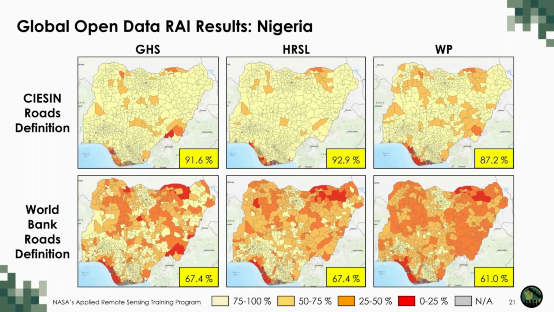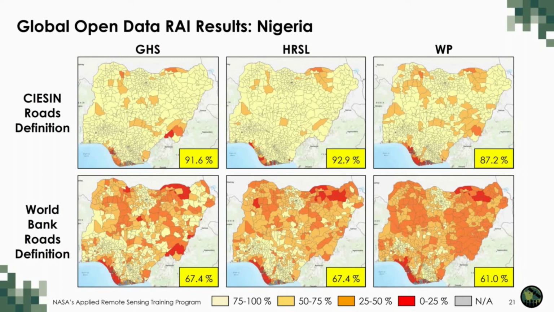However, we can see that spatial patterns, while broadly similar, do have significant differences. GHS and HRSL show greater subnational heterogeneity, whereas World POP results show large clusters of admin 2 units with similar RAI values, particularly in the World POP results computed with the World Bank roads definition in the bottom right. This feature of the World POP results may be a consequence of roads being included as a covariate in the model, and therefore more population being allocated to areas with high densities of roads.